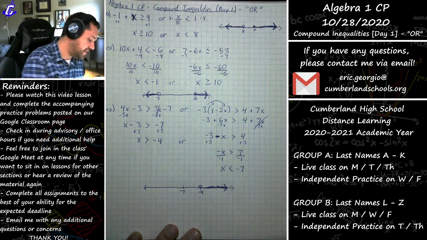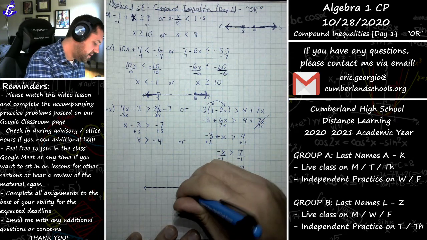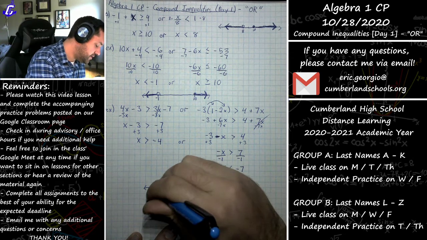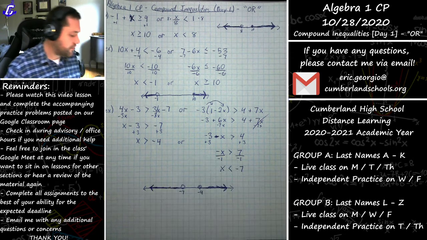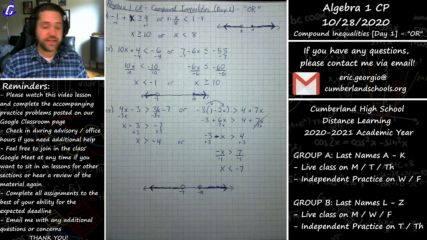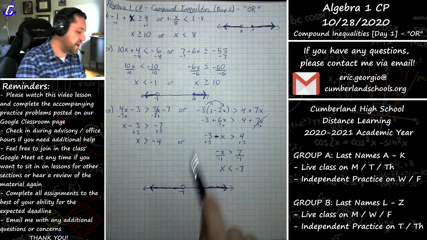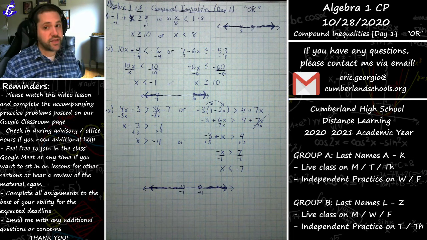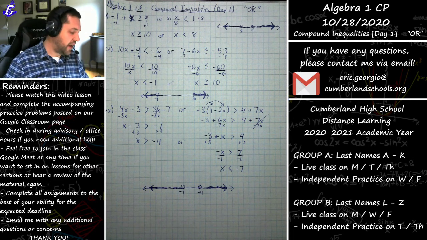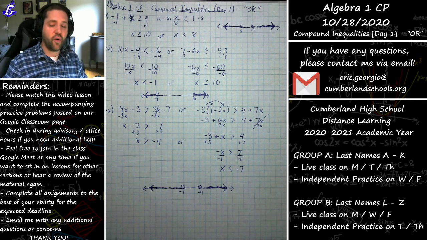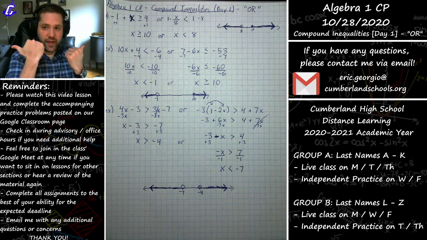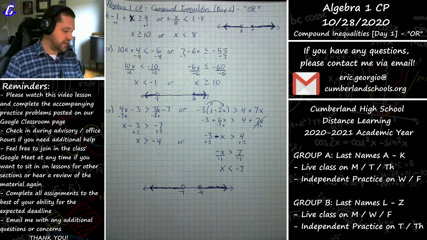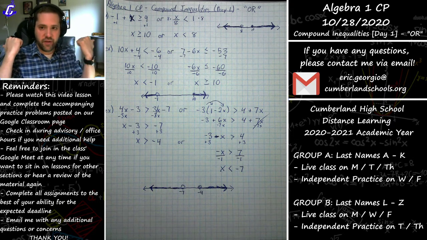Or x is less than 7, open circle, and shade to the left. Okay? So hopefully that makes sense. Again, it's really just doing two inequality problems at the same time. All right? Now the question is, does that mean that for every problem where we see the word or, you're always going to end up with the inequalities going in opposite directions? Like you're always going to end up with one going this way and one going this way.